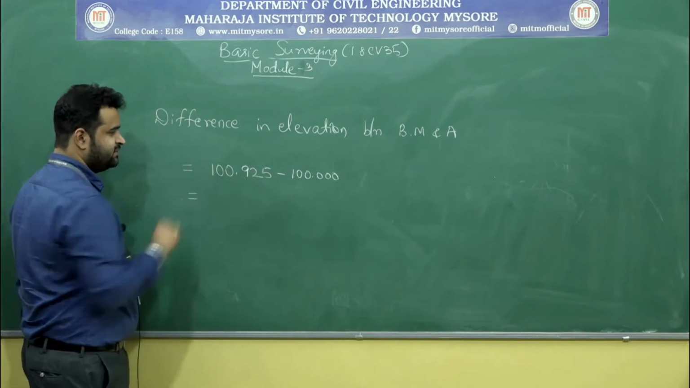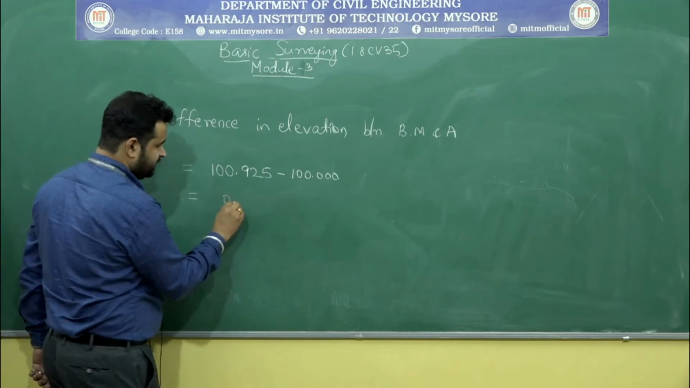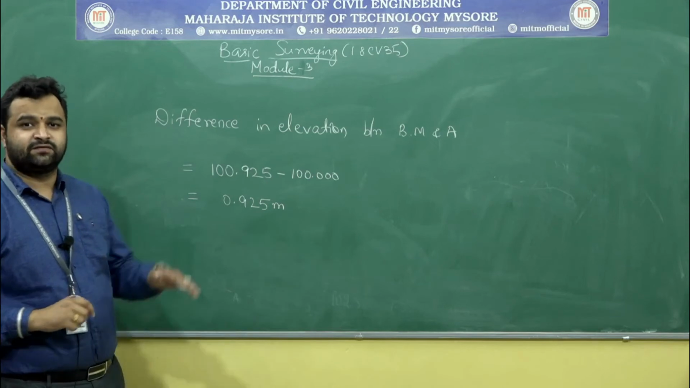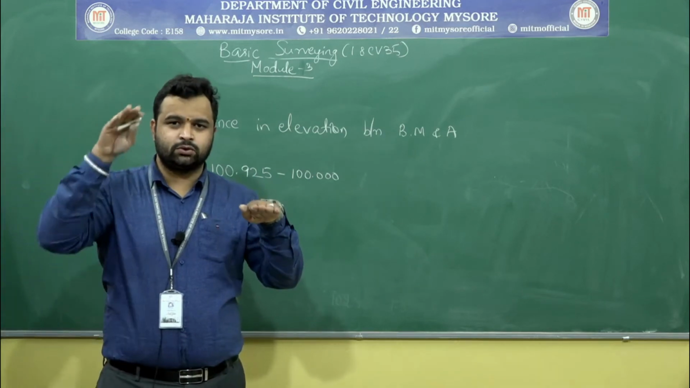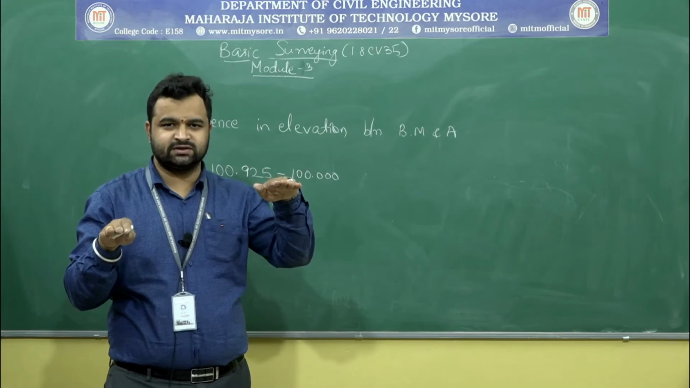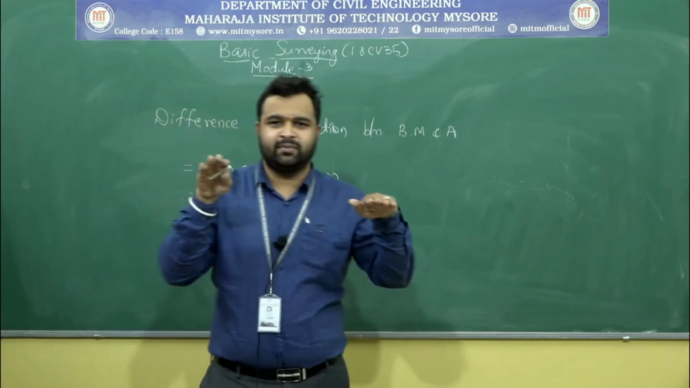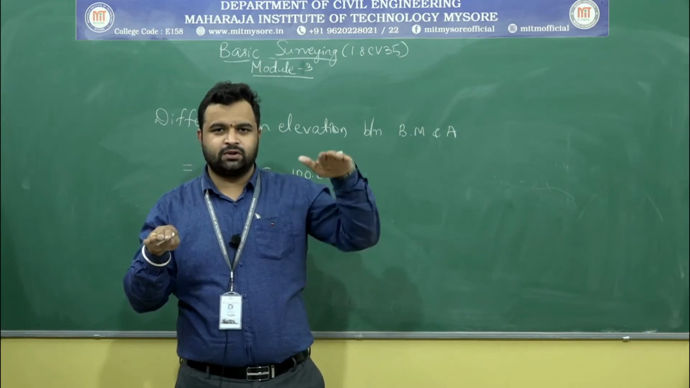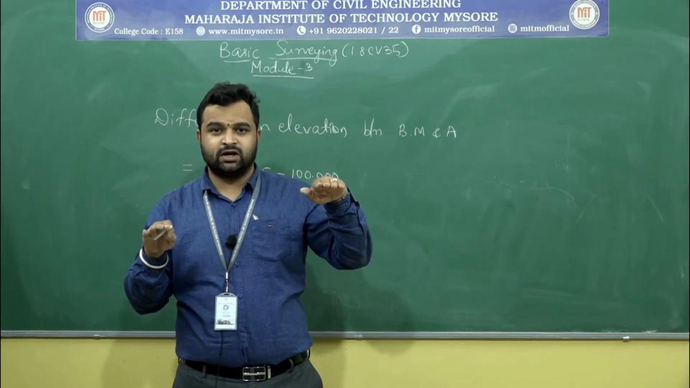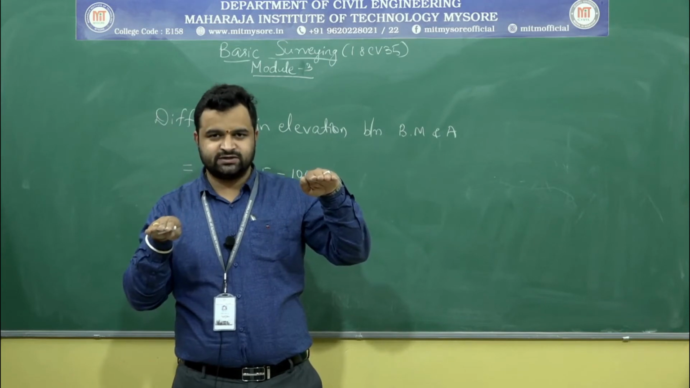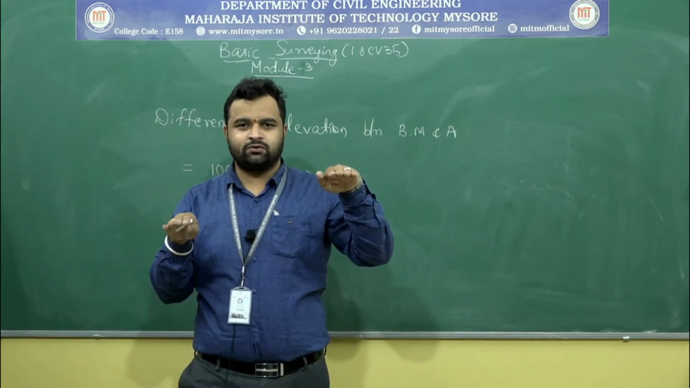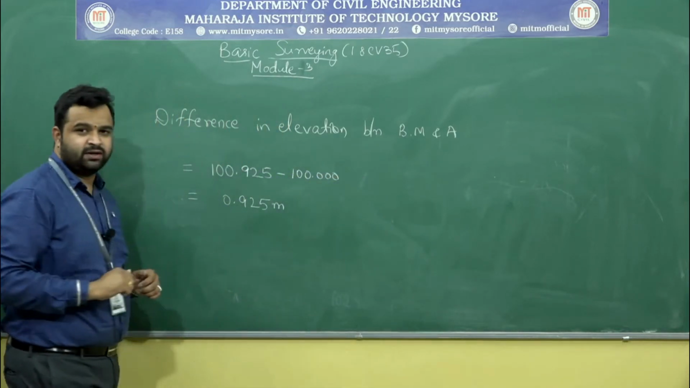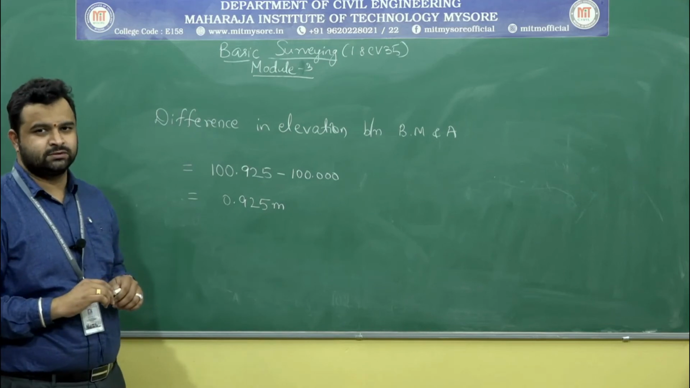Now, if you take the difference between these two, you are going to get 0.925 meters. That is, the difference between the benchmark and the point A is 0.925 meters. That means the benchmark was at a lower level compared to the point A. Point A is 0.925 meters higher than the benchmark. Okay. This is how you determine the difference in elevation between 2 points.